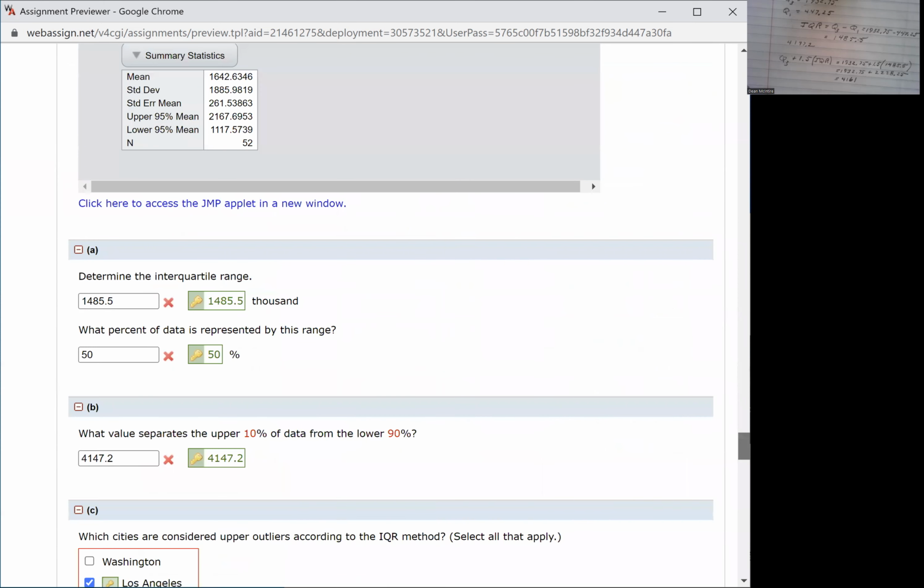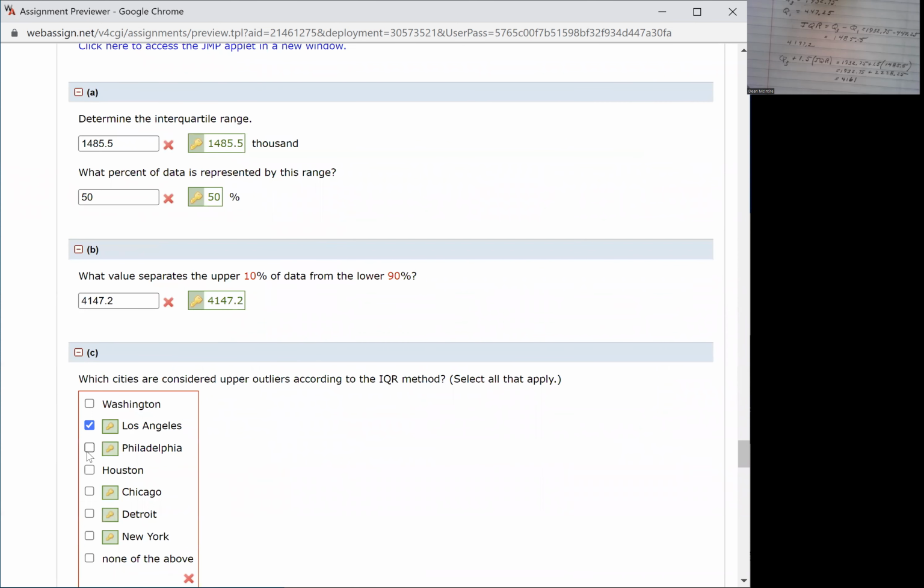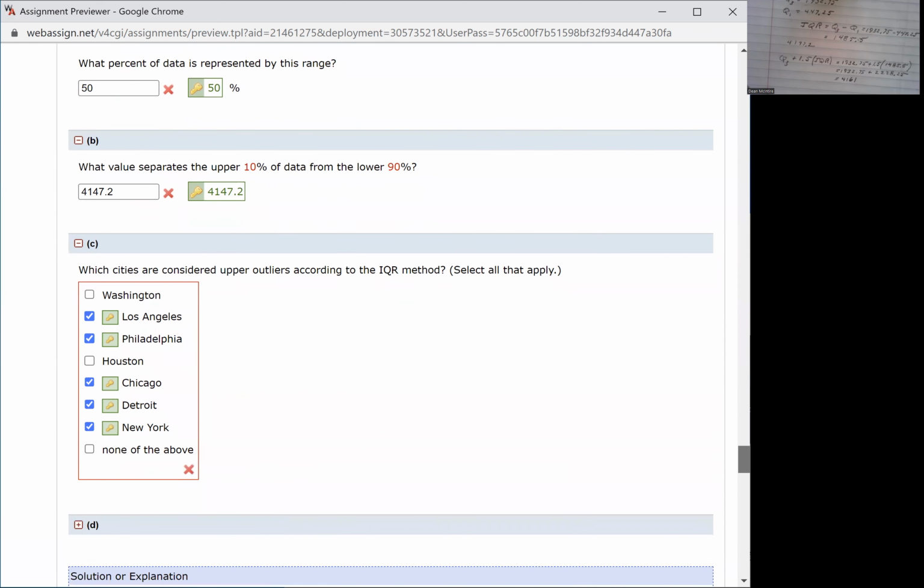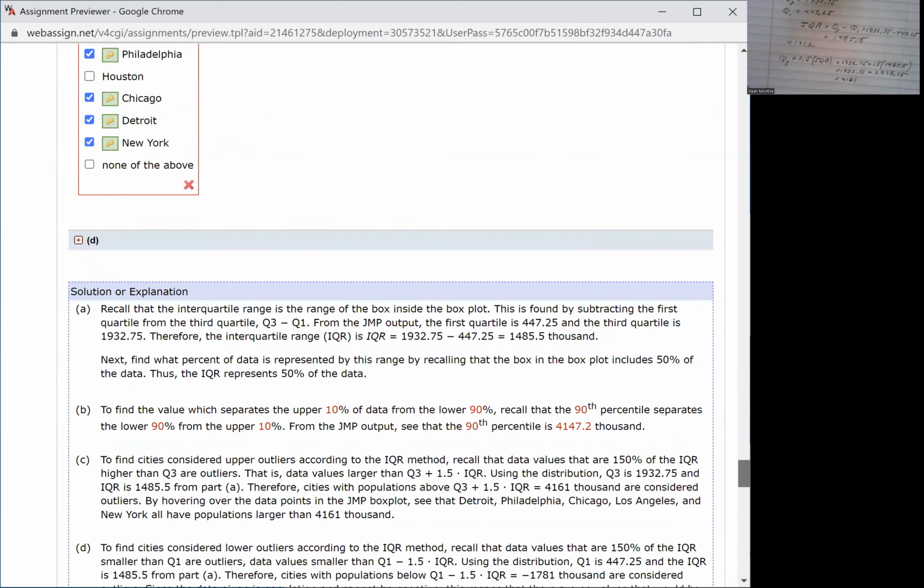So check that one. Well, you see how it's done, and you can see that Chicago, Detroit, and New York are all outliers. Houston is not, and Washington is not. And you see how I did that. I just checked each one against the 4161. Okay, now about D.